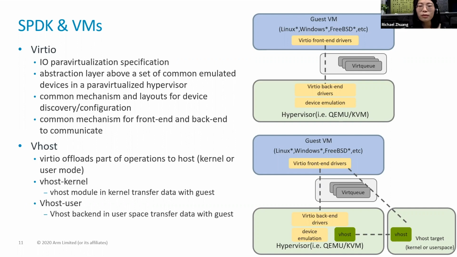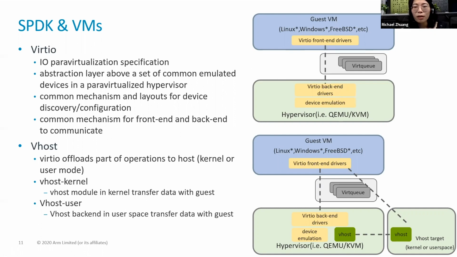One is VirtIO. As I write here, VirtIO is the I/O virtualization specification. It's an abstraction layer above a set of common emulated devices in a virtualized hypervisor like QEMU. And it provides a common mechanism and layouts for device discovery and configuration. It also provides a common mechanism for the front-end driver and back-end driver to communicate.